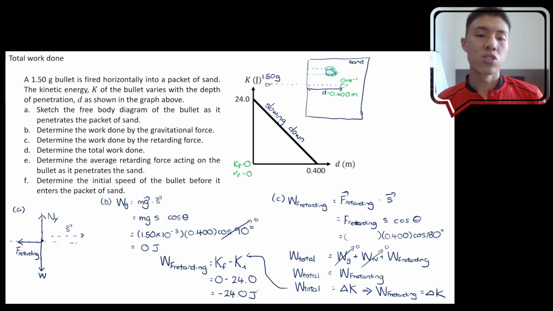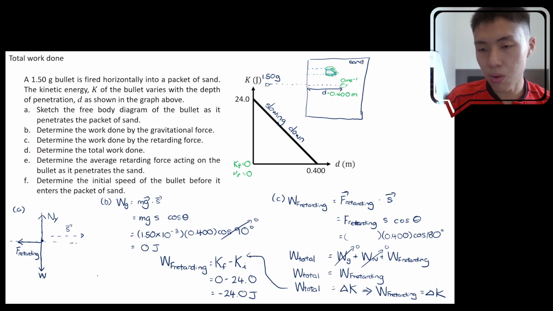So if you use the normal conventional method, just F s cos theta, you face some problem because you don't know the retarding force. But through analysis of the total work done, you see that the total work done is actually the same thing as the work done by the retarding force. And therefore, you can apply the work energy theorem to determine the work done by the retarding force. So that's question C. And question D, they ask you to determine the total work done.